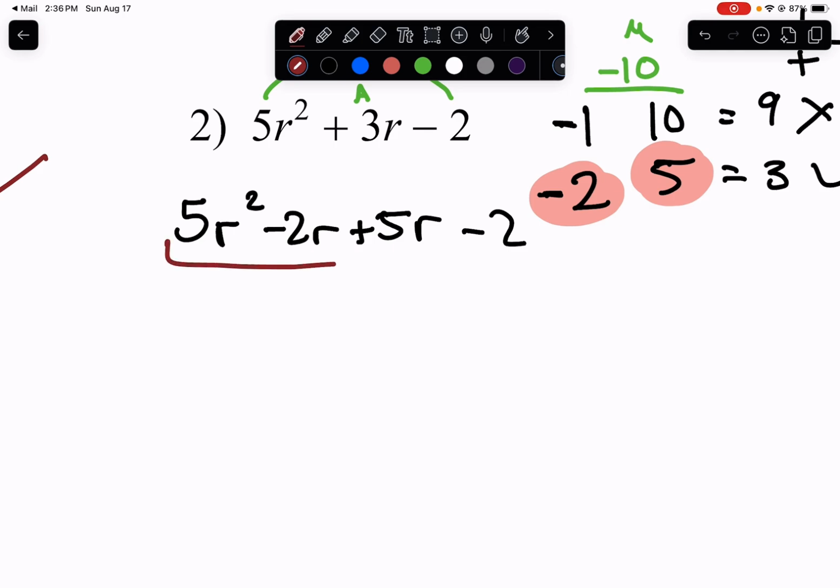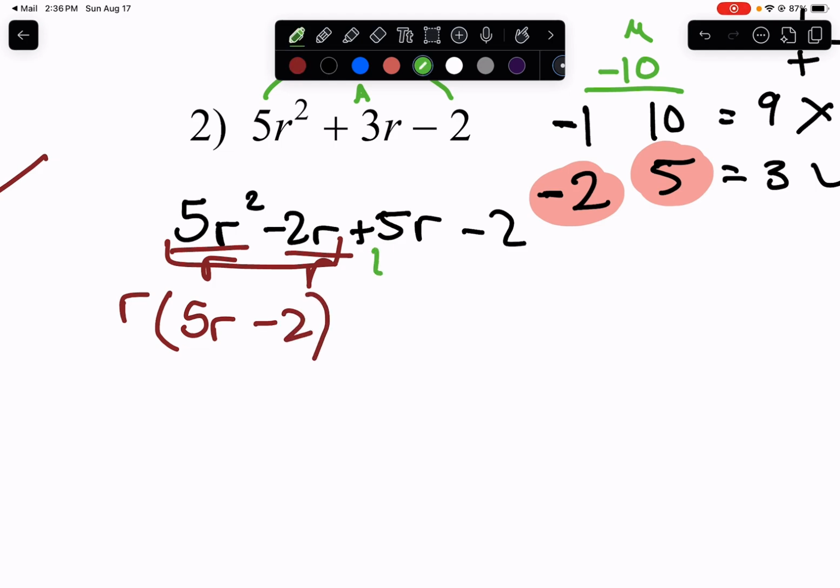All right, so now we go ahead, we have to do our factoring by grouping. We look for our greatest common factor. Well, 2 and 5 don't have a numerical common factor, but you can take an r out of both of these. So I'm going to divide both of these by r, and I get 5r minus 2.